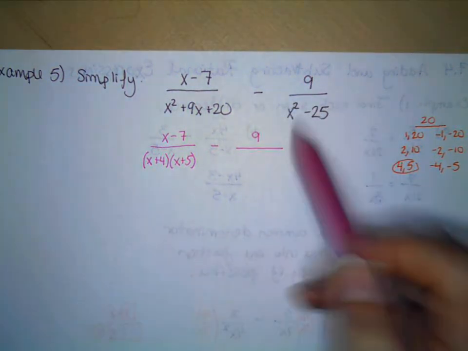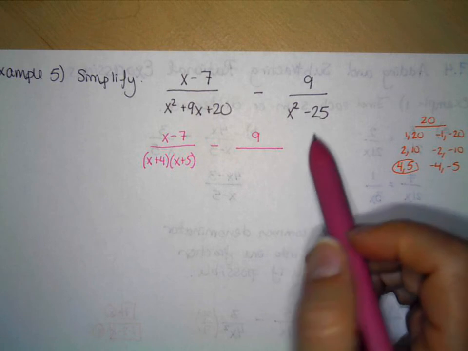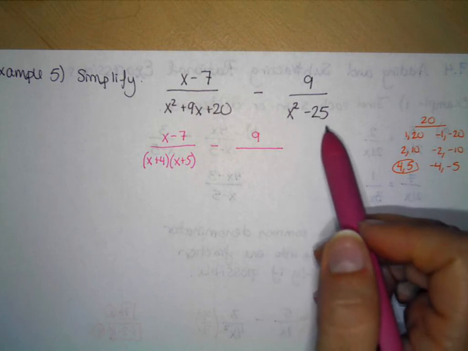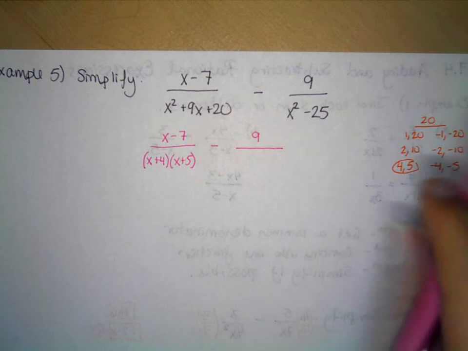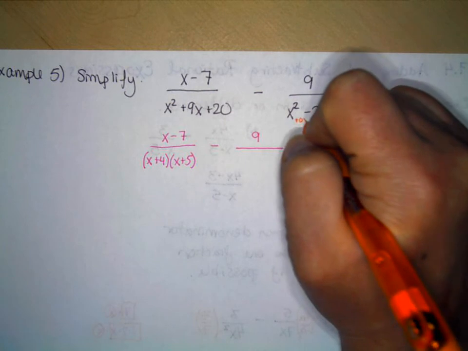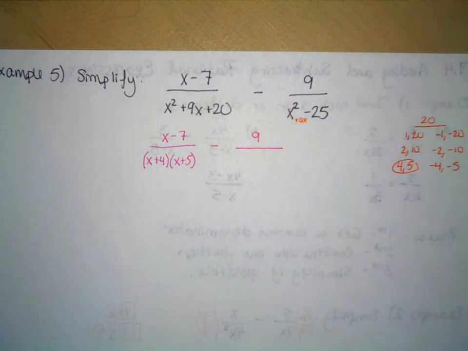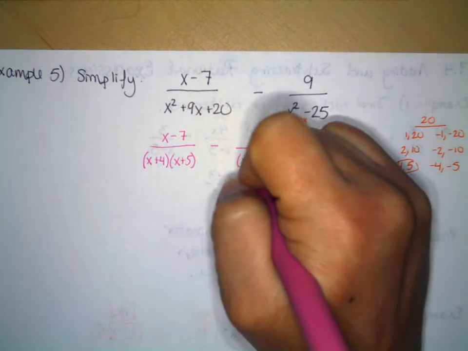We also need to factor our second denominator in this one, x squared minus 25. Here, we're looking for a pair of numbers that multiplies to give negative 25 and adds to give nothing, right? There is no x term there. If it helps you, you could put a little plus 0x to remind you. So a pair of numbers that multiplies to give negative 25 and adds to give 0. Hopefully you come up with positive 5 and negative 5.